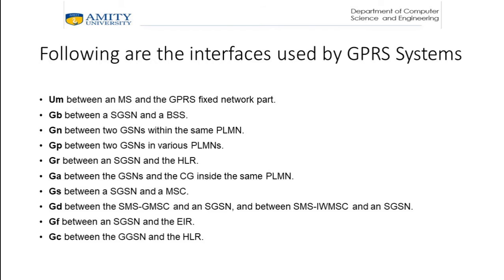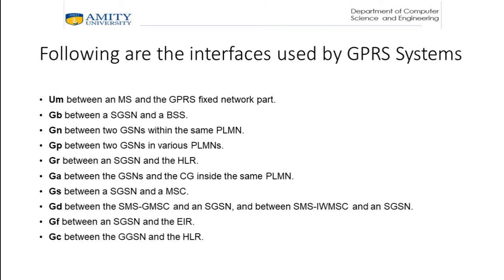Ga is between the GSN and the CG inside the same PLMN. The Ga provides a data and signaling interface. This interface is used for sending the charging data records generated by GSNs to the CG. The protocol used is GTP', an enhanced version of GTP.